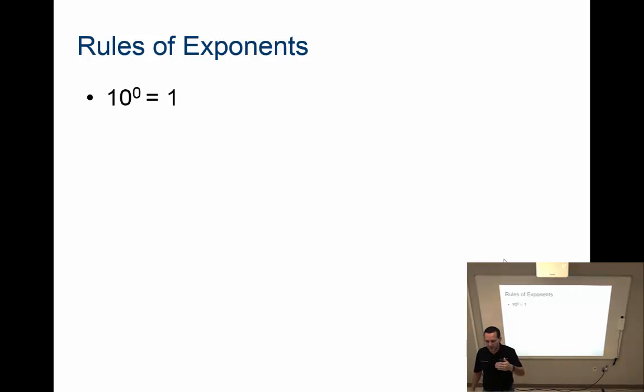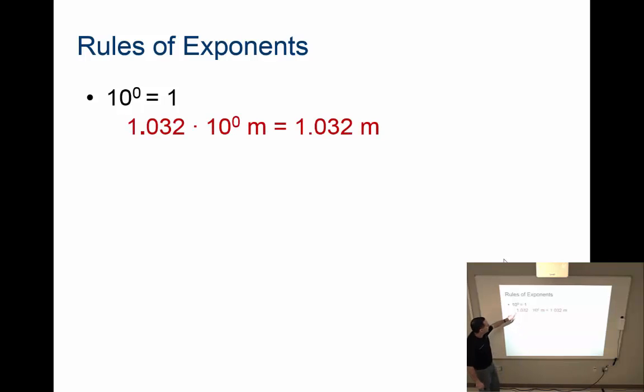So this comes in handy, especially when we're talking about the SI system, using that chart and doing our conversions. Any number, no matter what the base, to the exponent of 0 is going to be equal to 1. Okay, so if I look at an example, 1.032 times 10 to the 0 power meters is the same thing as multiplying this number by 1, and I get the answer here.